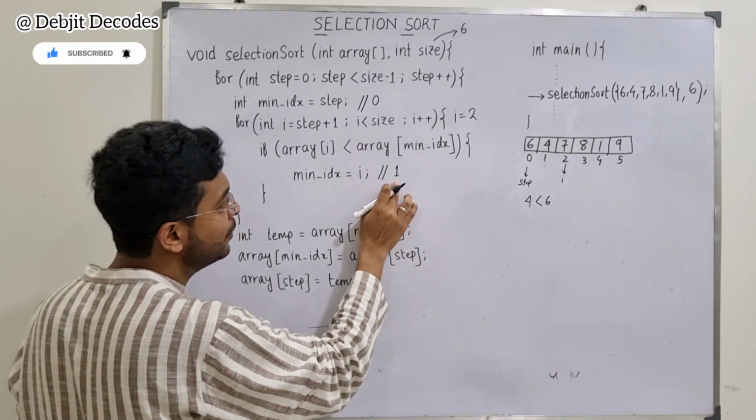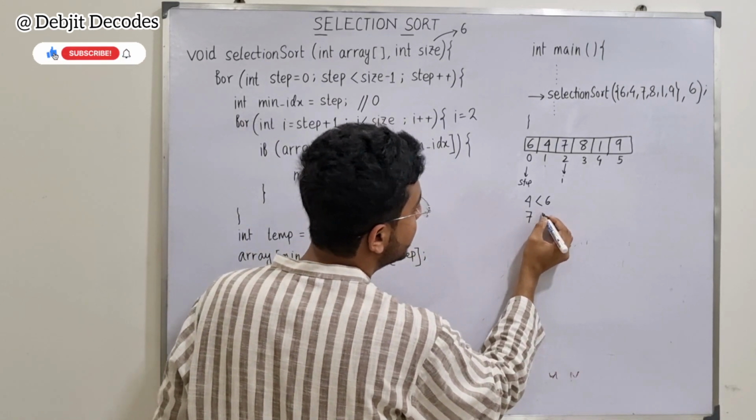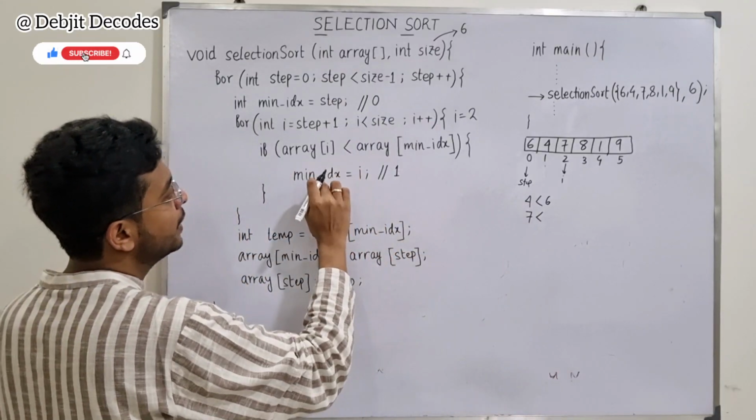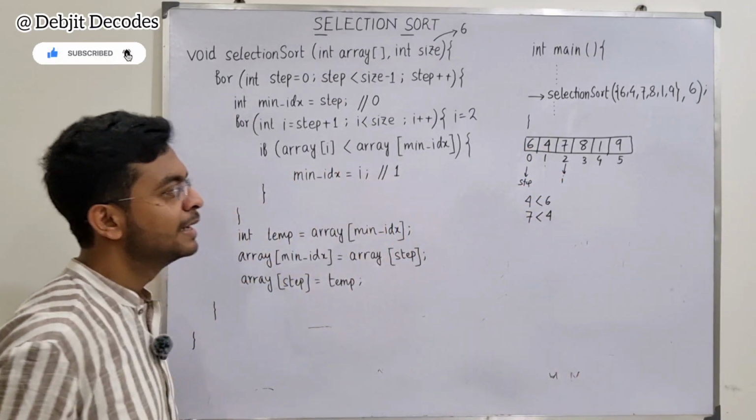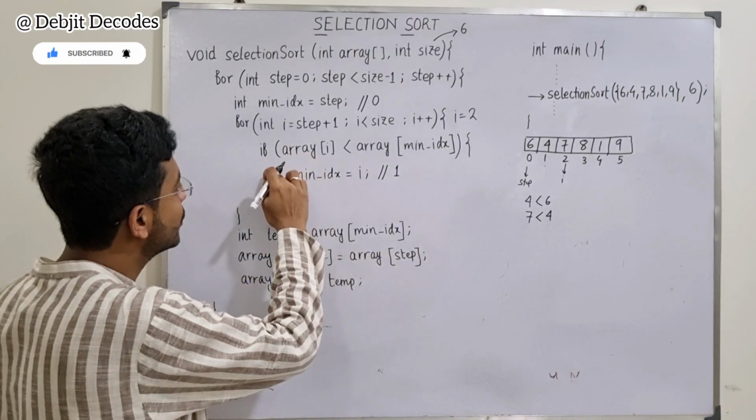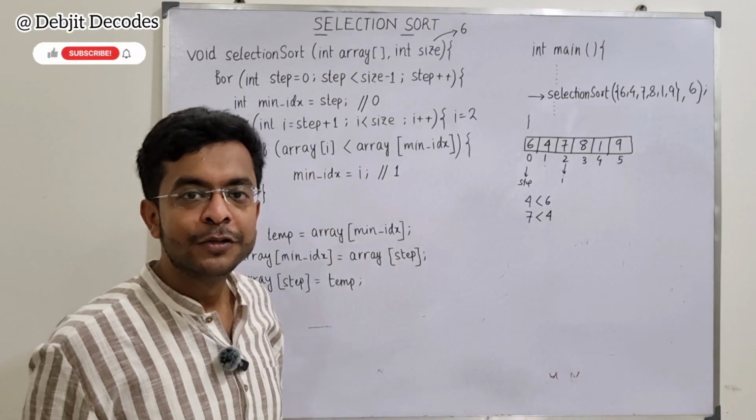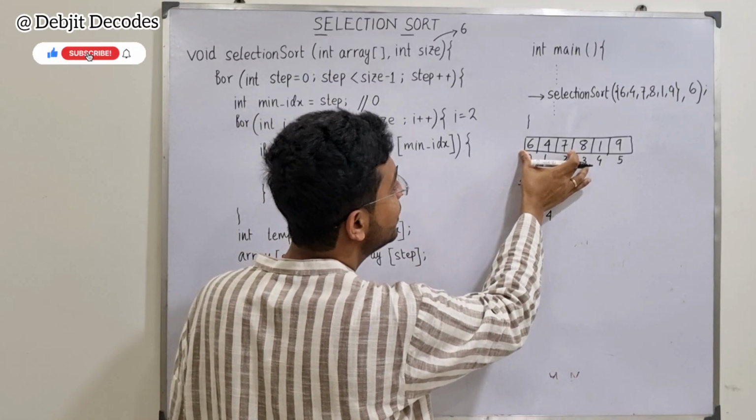What is the value of min index now? Min index is 1. So now it is checking whether 7 is less than array of 1, that is 4. Is 7 less than 4? This condition is not satisfied, so it will not go inside the if block. So what does it mean? It has checked the 3 elements.